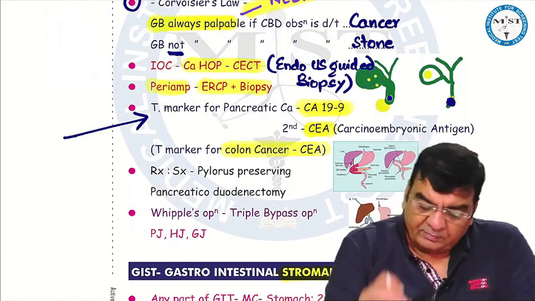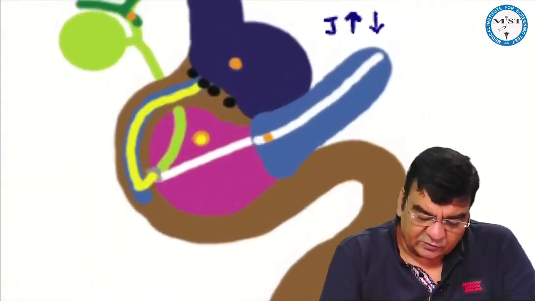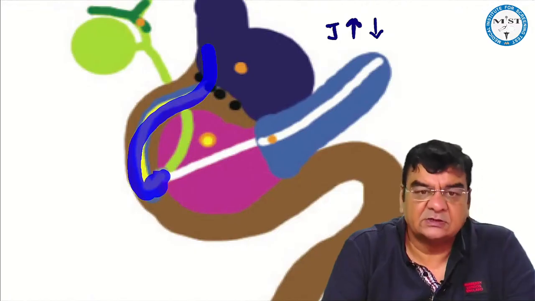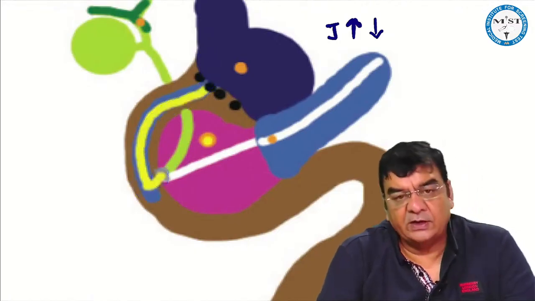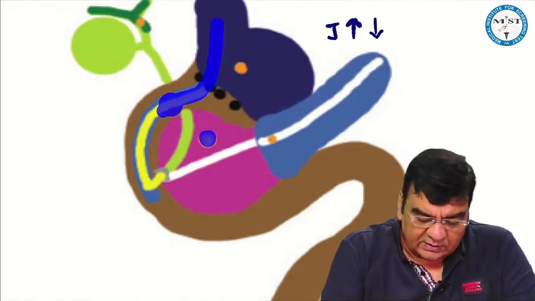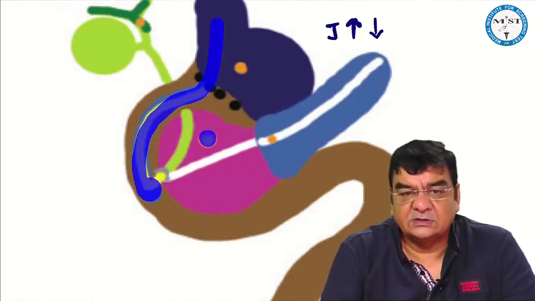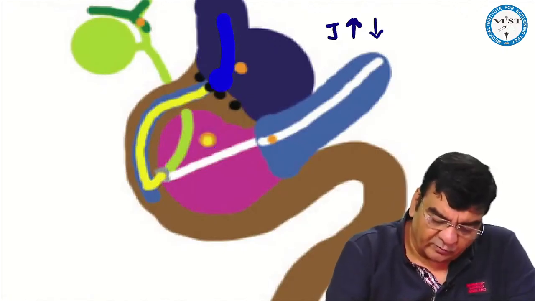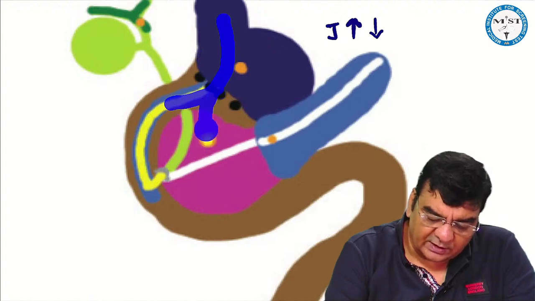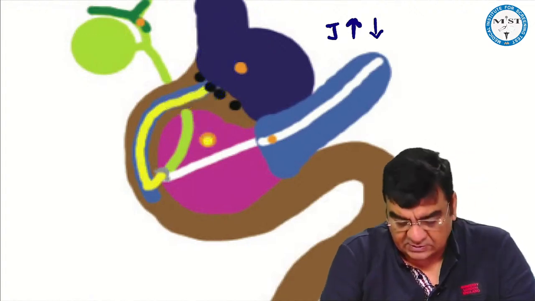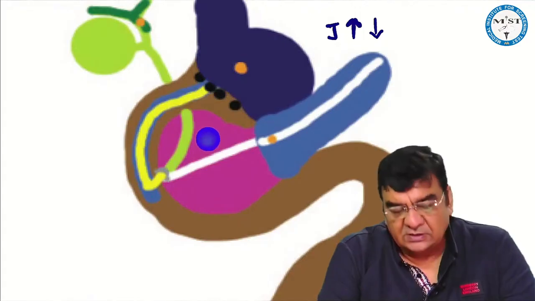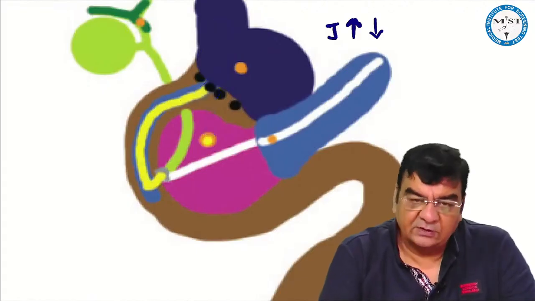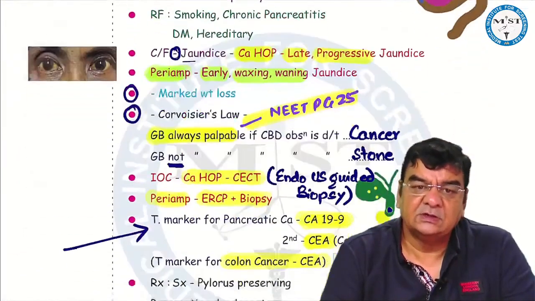For pancreatic cancers, if we look at the investigation of choice, we can easily do ERCP and biopsy from periampullary cancers. So ERCP biopsy is for periampullary cancer, but we will not be able to do ERCP and biopsy for head pancreatic cancers. So here it is the CECT of the abdomen. However, now a lot of people are doing endoscopic ultrasound guided biopsy from these head pancreatic cancers. If you have to choose in your exam, CECT first. If not given, then endoscopic ultrasound guided biopsy. That is the investigation of choice for head pancreatic cancers.